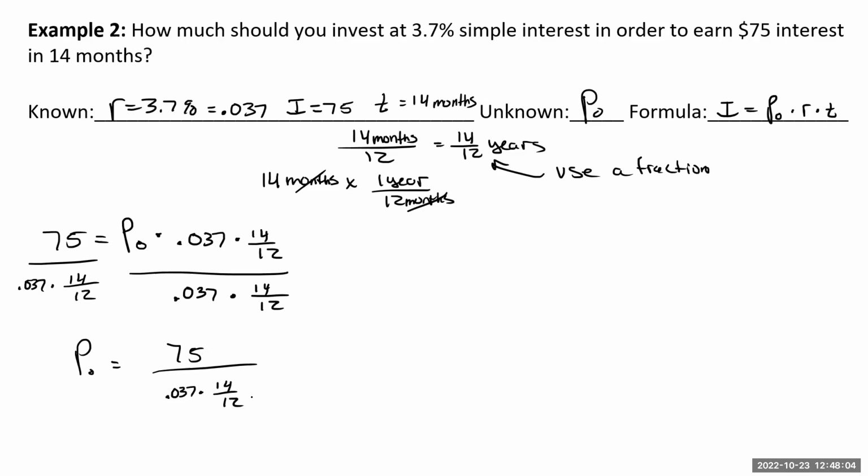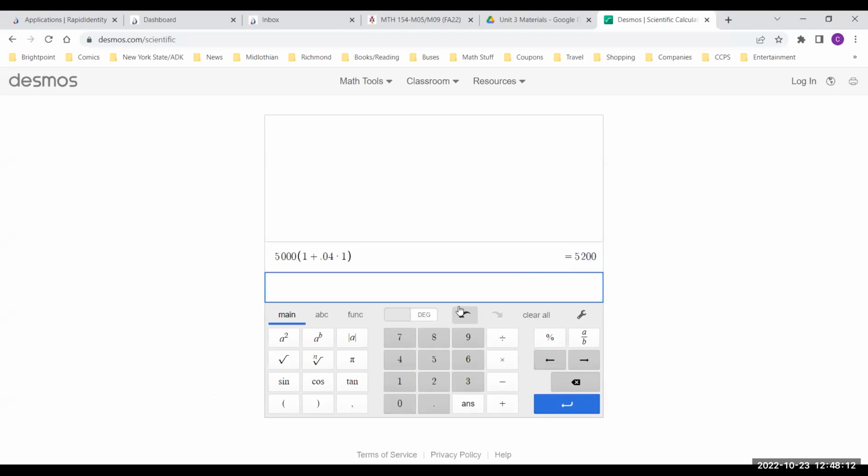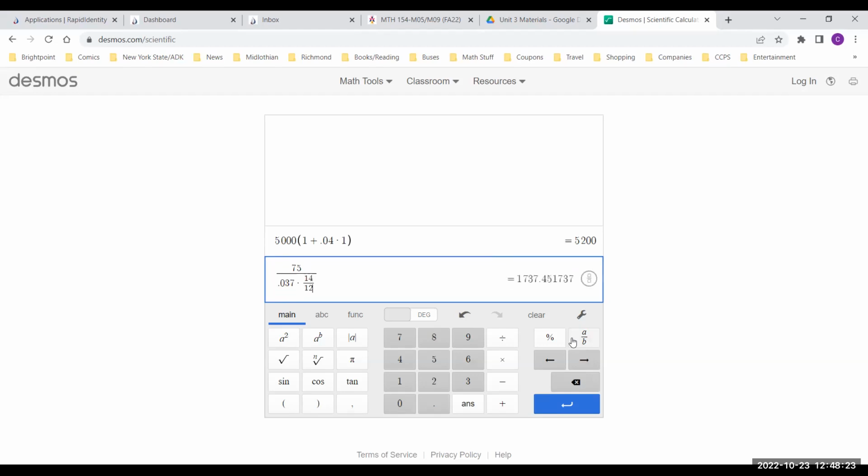Now, guys, again, whatever calculator you're using, you want to know how to enter this in one step. Don't piecemeal. Don't get decimals. Don't get round off. You're just going to frustrate yourself and get inaccurate answers. On Desmos, you can click the fraction button over here on the right, 75 on the numerator, the denominator 0.037 times 14 over 12. Done. Let the calculator do all the heavy lifting for you.